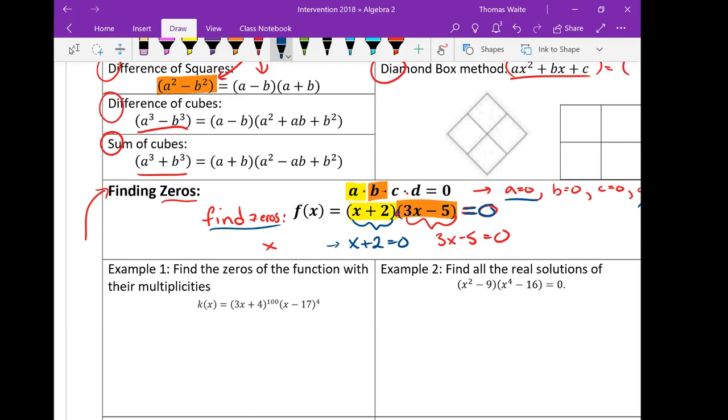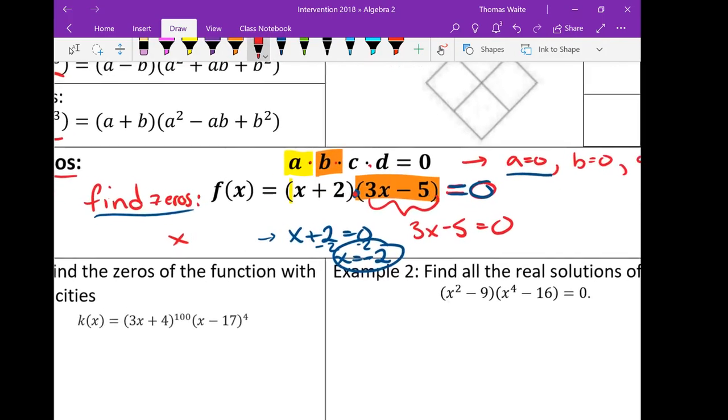If I went on and solved the first one, x plus 2 equals 0. If I want to solve for x, I want to take away 2, x equals negative 2. That's a value of x that if I plugged it back into our expression, negative 2 in for x, and then a positive 2, that whole first term would turn to 0, and then it would be 0 times whatever's over here. That gives us 0 overall. Let's go on and solve the next one and see what our other 0 would be.